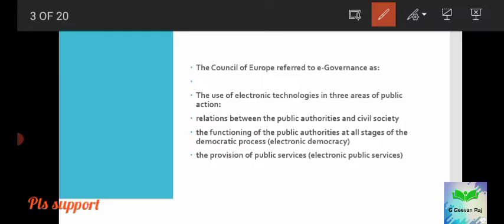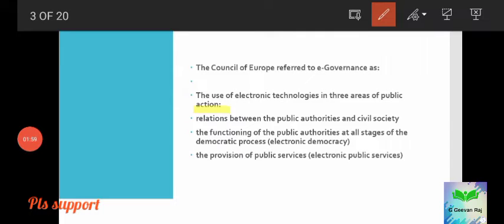The Council of Europe referred to e-governance as the use of electronic technologies in three areas of public action. The three areas are relations between public authorities and civil society, the functioning of the public authorities at all stages of the democratic process, and the provision of public services.